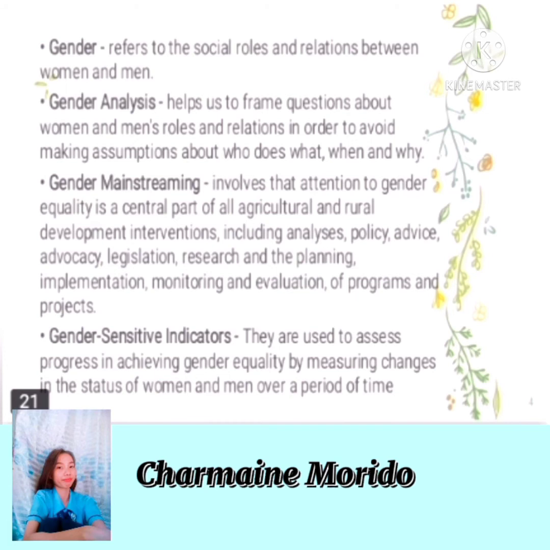Next is gender mainstreaming. Gender mainstreaming involves making attention to gender equality a central part of all agricultural and rural development interventions, including analysis, policy advice, advocacy, legislation, research, and the planning, implementation, monitoring, and evaluation of programs and projects. So, gender mainstreaming aims to solve gender inequalities. That is why it is a tool to achieve gender equality.